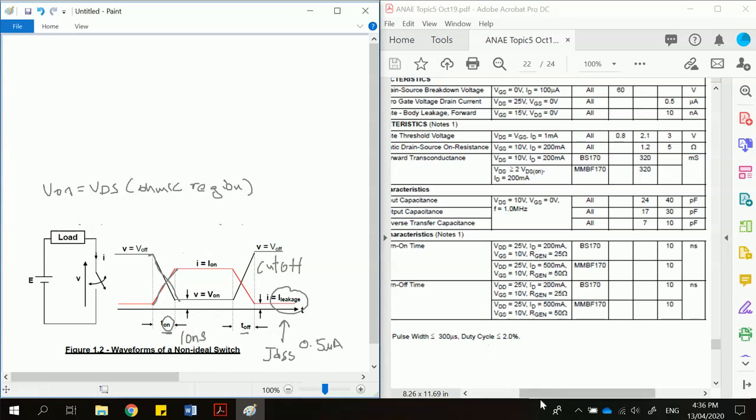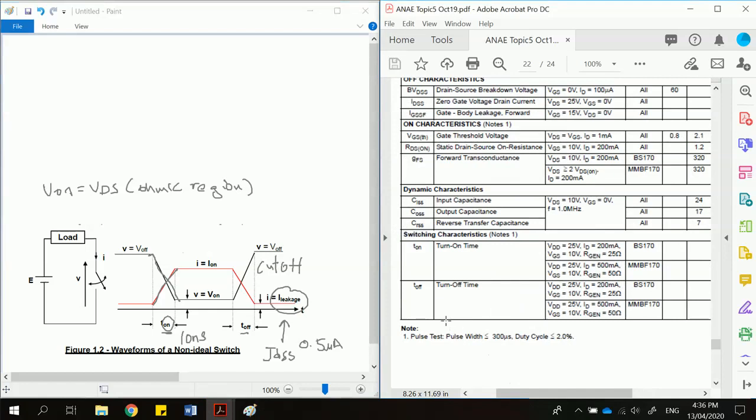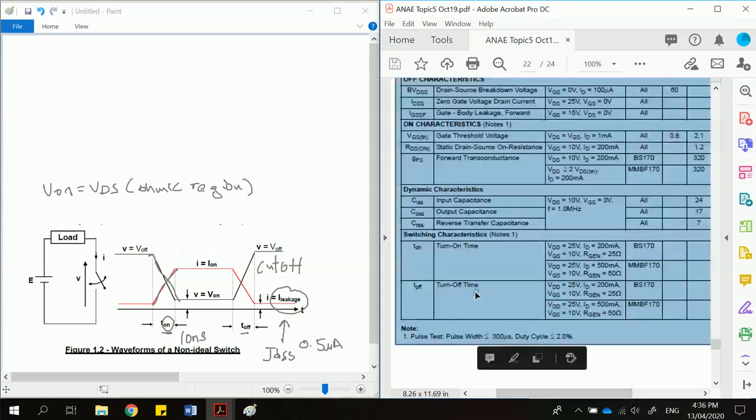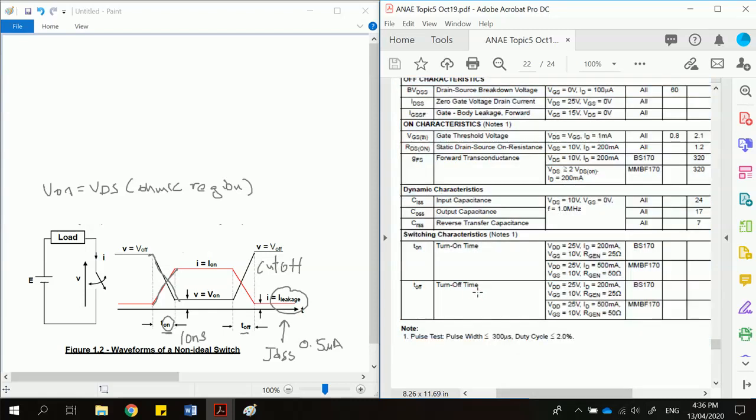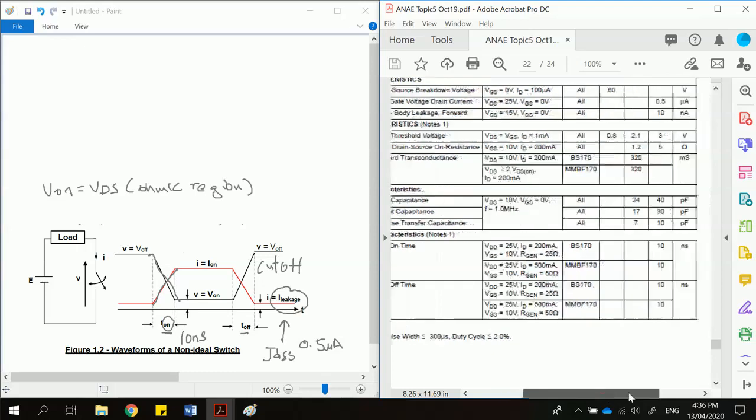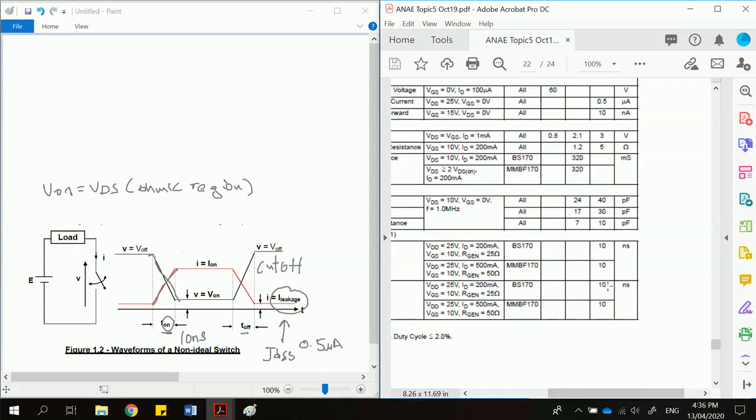In the same way, how do I find the T off? I will look into this particular T off over here, turn off time. This is a data sheet of a MOSFET. When it talks about turn off here, it means the MOSFET is trying to switch itself off, and the time that is required is the same, 10 nanosecond. So I would simply indicate this portion as the same 10 nanosecond. This 10 nanosecond is the time that is required for the switch to switch off.